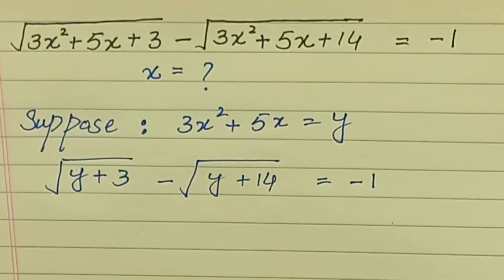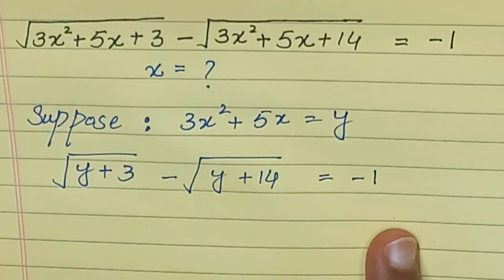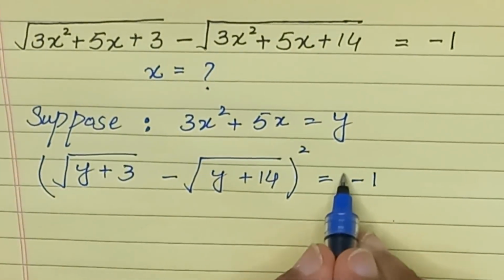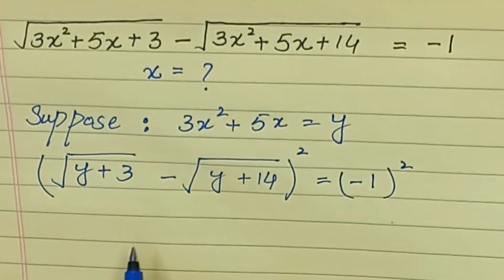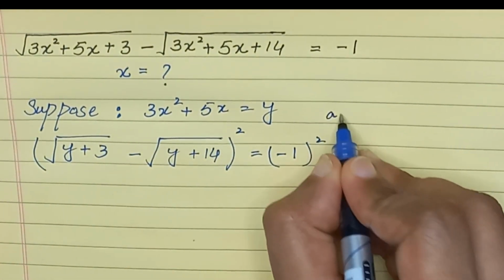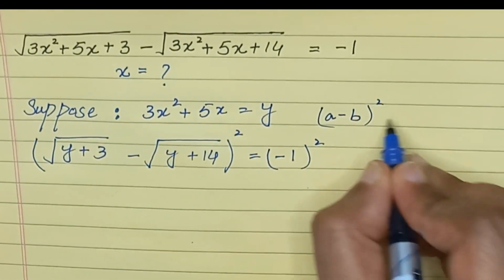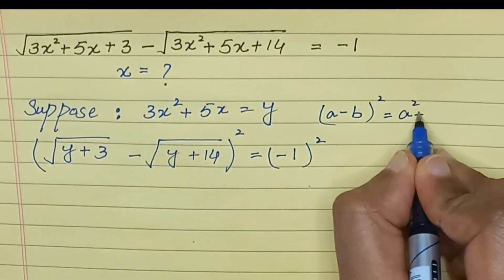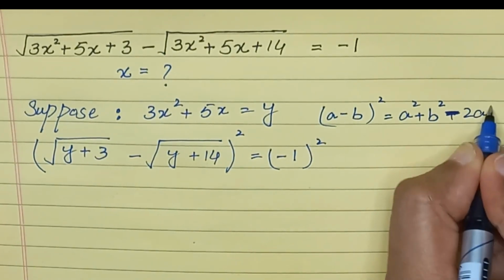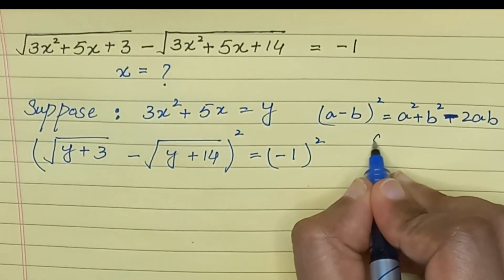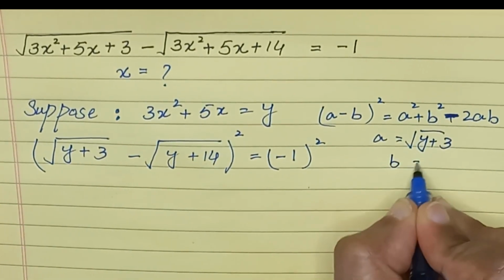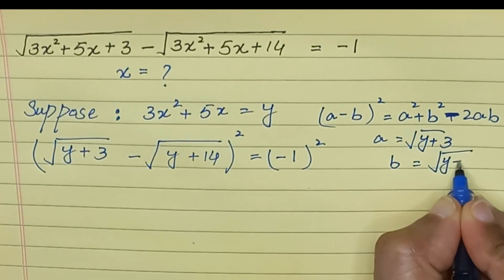So next step, we will take square on both sides. So it will become this square and this square. So it is the form of a minus b whole square, which is equal to a square plus b square minus 2ab. So here a is equal to square root of y plus 3 and b is equal to square root of y plus 14.